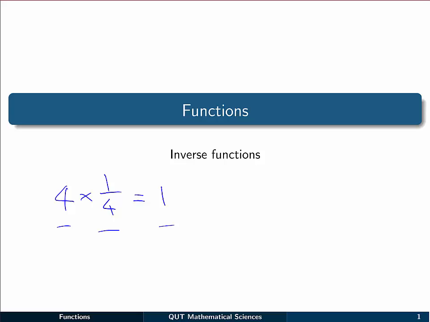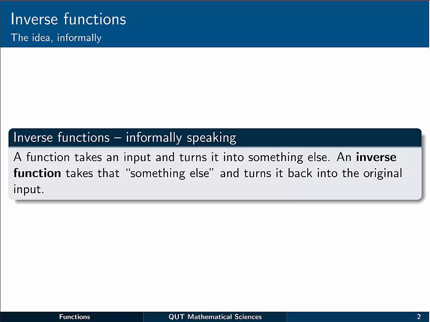Here we're going to look at inverse functions. Inverse functions are functions which can undo each other's actions on an independent variable or input variable. So informally speaking, a function takes an input and turns it into something else, some other value. An inverse function takes that something else and turns it back into the original input. This inverse function is going to be a specific thing for any function that you start with.